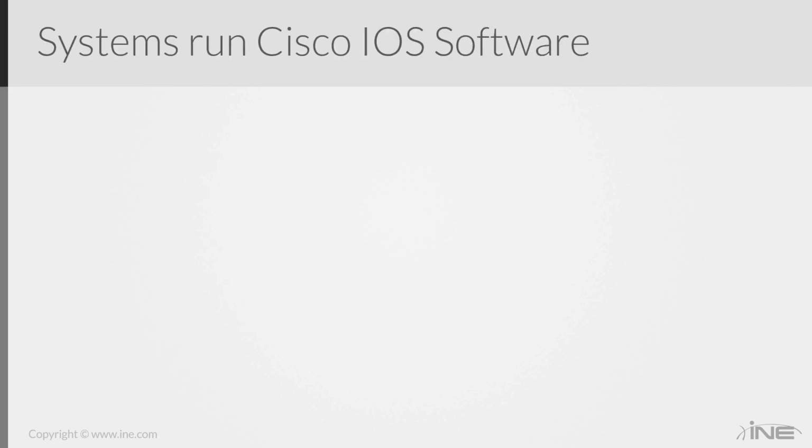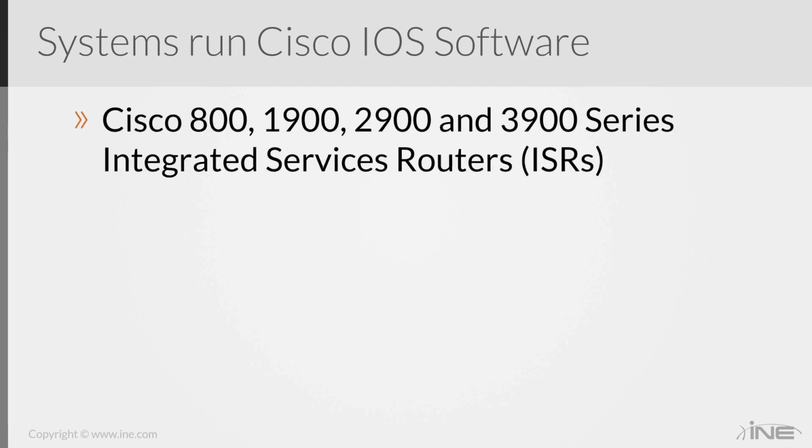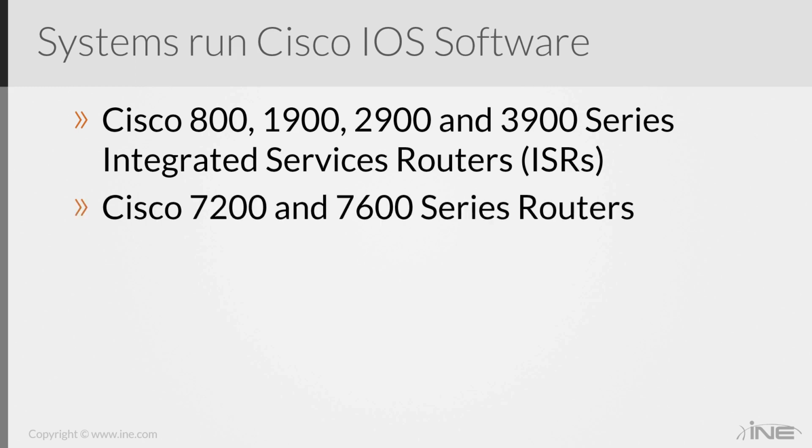Some of the systems that run IOS software are the ISRs, or Integrated Services Routers: the 800, 1900, 2900, 3900. These are referred to as the ISR G2s. You also had the ISR G1s, which are the 1800, 2800, 3800, things like that, and those are platforms that gave you that flexibility. You also have the 7200 and 7600 series routers. These two platforms were popularized at the edge for the SP environment. In my current SP right now, we have a 7600 deployed, and it works just fine.